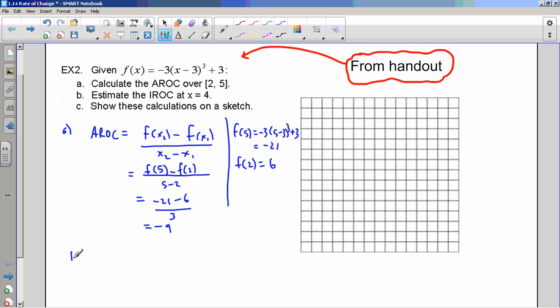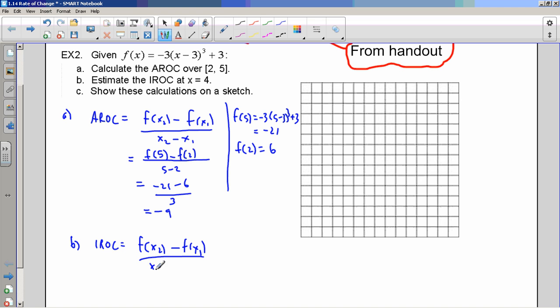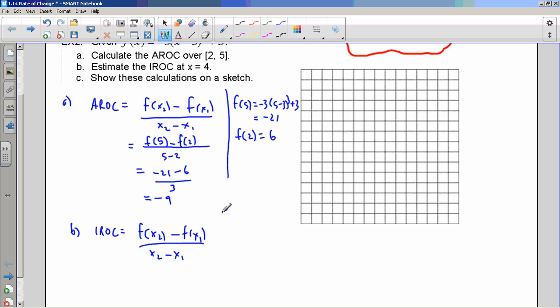IROC, an estimate for the instantaneous rate of change. Remember, is this idea, and when we first tackled it, we did several calculations where we did an average rate of change over a smaller and smaller interval where my x1 and my x2 got closer and closer together, right? Where I go from 4.5 to 4.1 to 4.01 and so on, and I look for the pattern. We've done quite a few of these calculations, right?